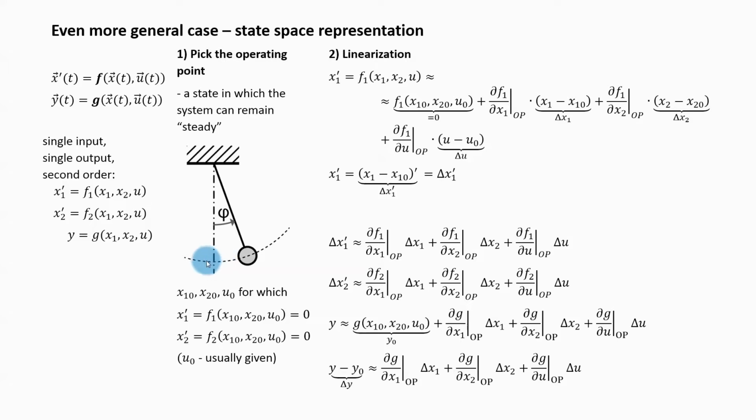When this happens, the linearization can actually be quite good and usable. However, what you cannot do is to pick the operating point as a state for which the angle of the pendulum would put it, for example, here. It doesn't even matter what the angular velocity would be. You cannot expect the pendulum to remain in the close vicinity of this position.